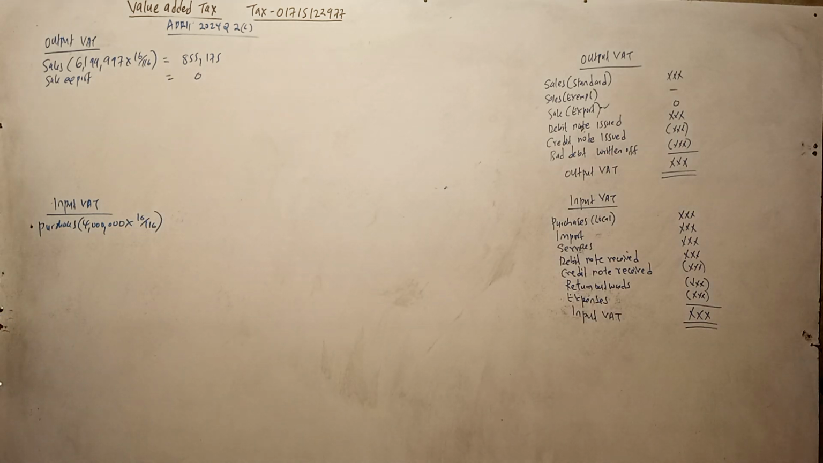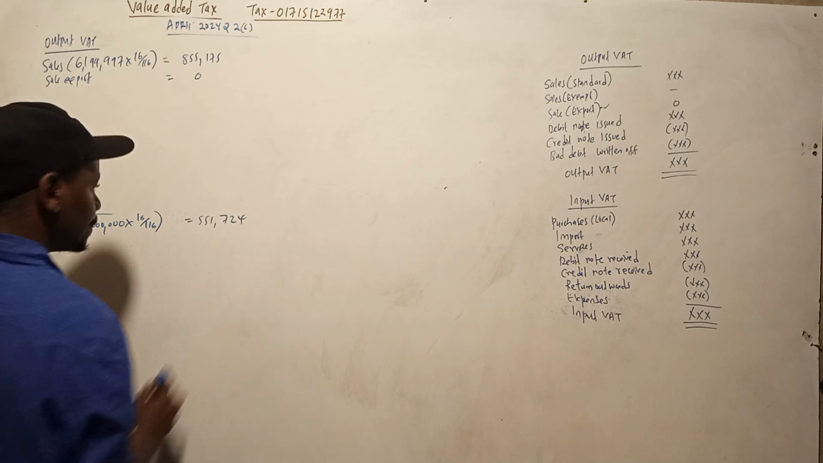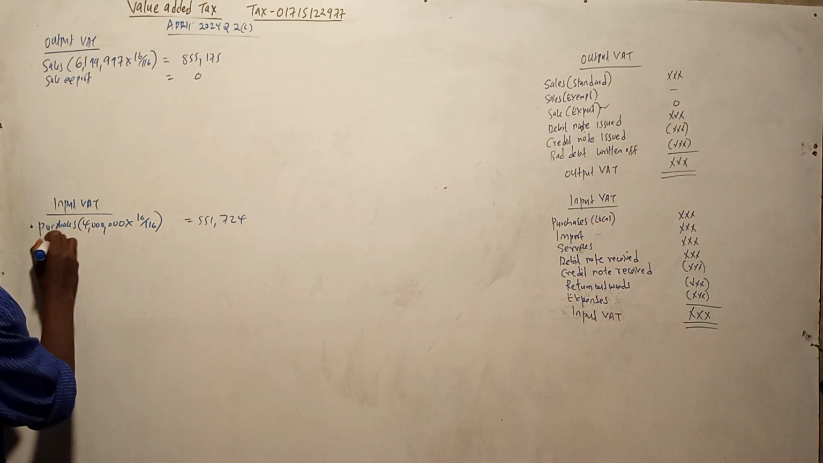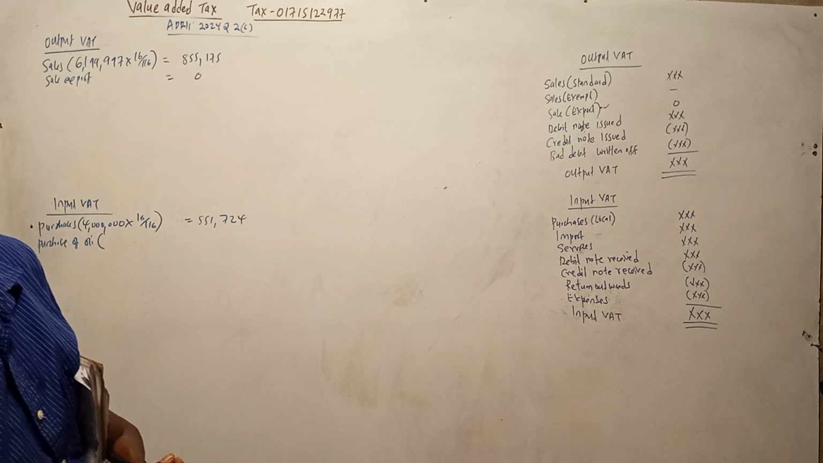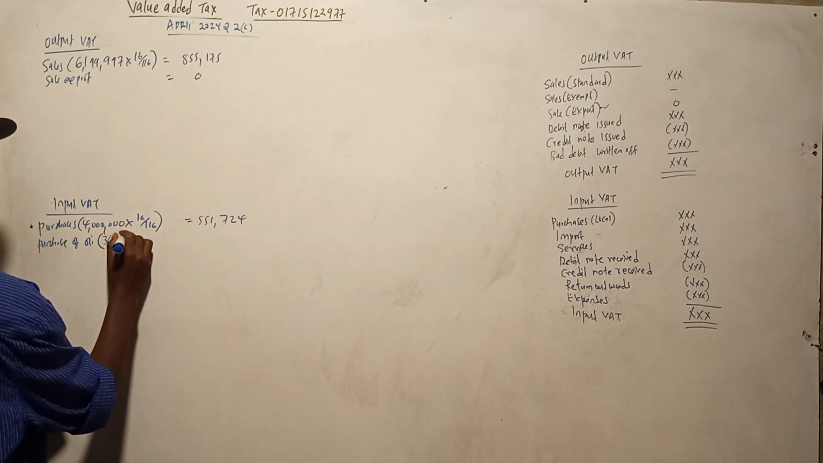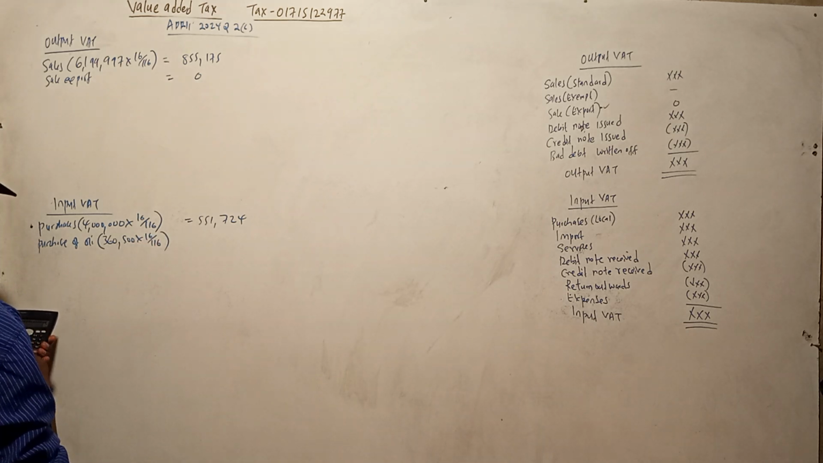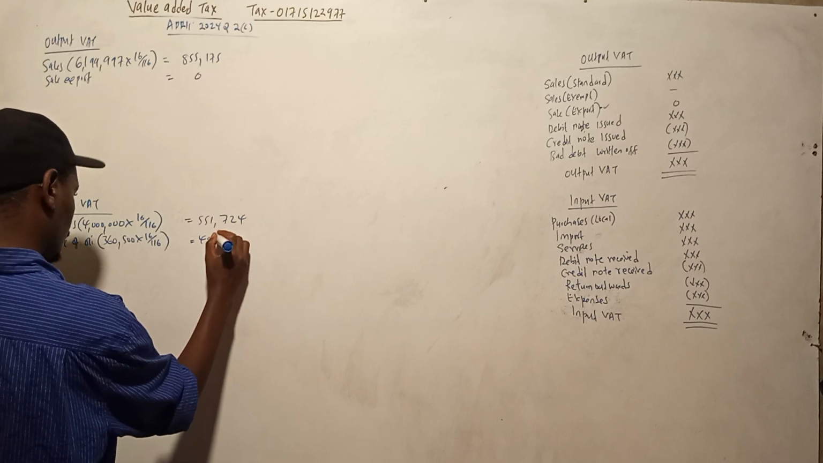So 1, 2, 3, 4, 5, 6 times 16 over 116, which is 551,724. Purchases of oil for van. We have another purchase of oil, 360,500 times 16 over 116, which is 49,724.